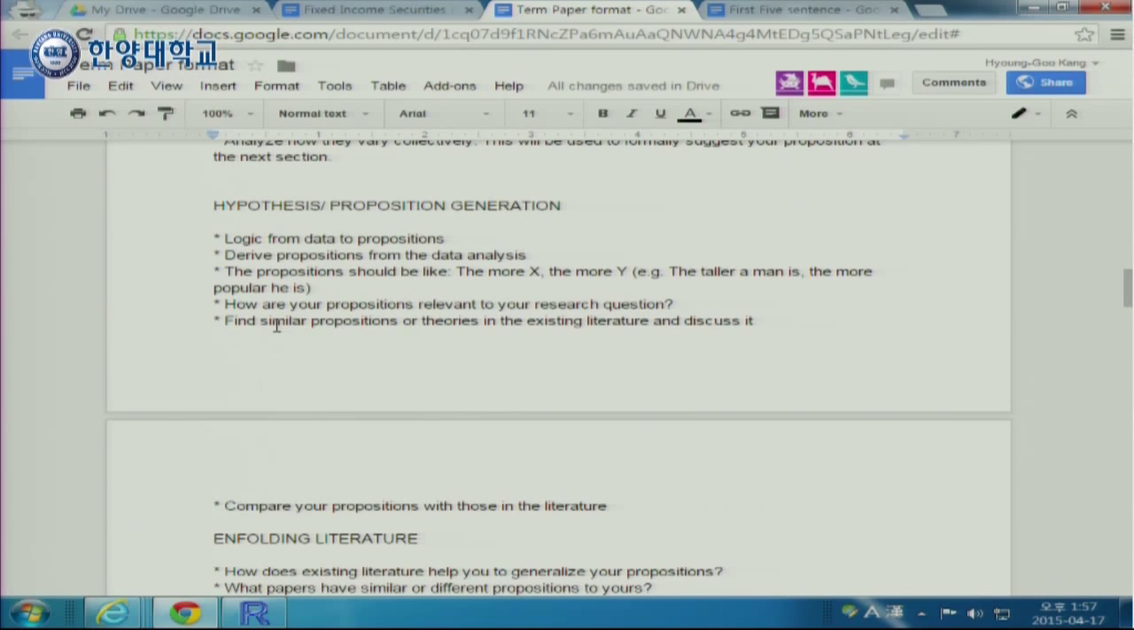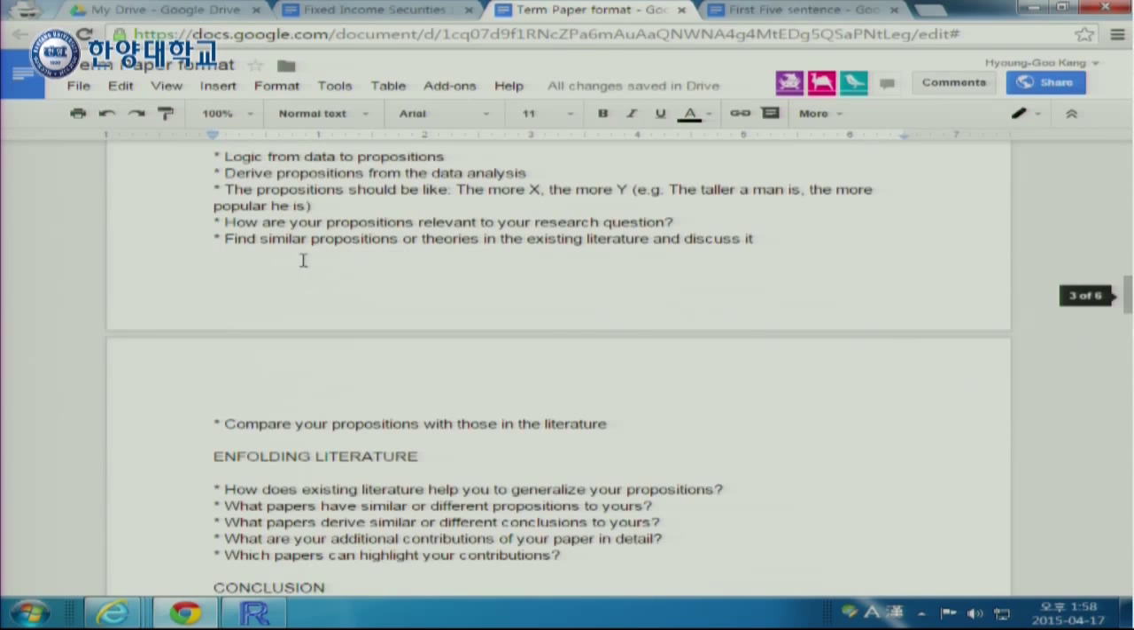Then you should write a paper. So somebody must have done similar research. It shouldn't be exactly the same. If it is exactly the same, you should stop your research because we know the answer. Anyway, if there are related findings, you have to discuss them, and then compare your proposition with those in the literature. Okay? So it's hypothesis generation.